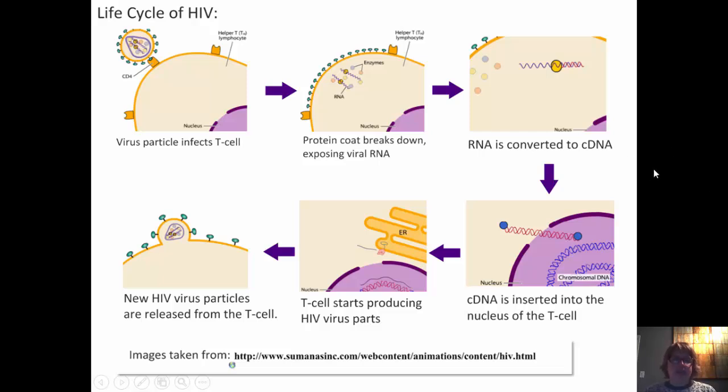So the life cycle of the HIV, I know we just saw it in the video, but this is what you need to take away from it. The virus particle will infect the T cell. The protein coat will break down and it'll expose the viral RNA. The RNA is then converted to complementary DNA. The complementary DNA is inserted into the nucleus of the T cell. And then that T cell will start to produce HIV virus parts. And then the new HIV virus particles are released from the T cell.